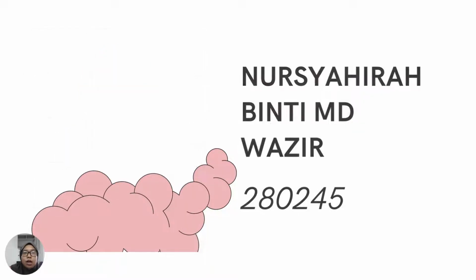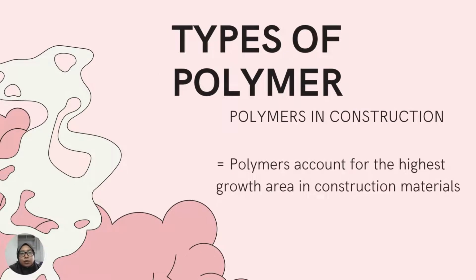Types of polymer. So next. There are many types of polymer, but before that, polymer is actually a part of plastic, which is a generic name for a family of synthetic materials derived from petrochemicals. So polymer is one of the types that comes from plastic. Polymers in construction account for the highest growth area in construction materials.